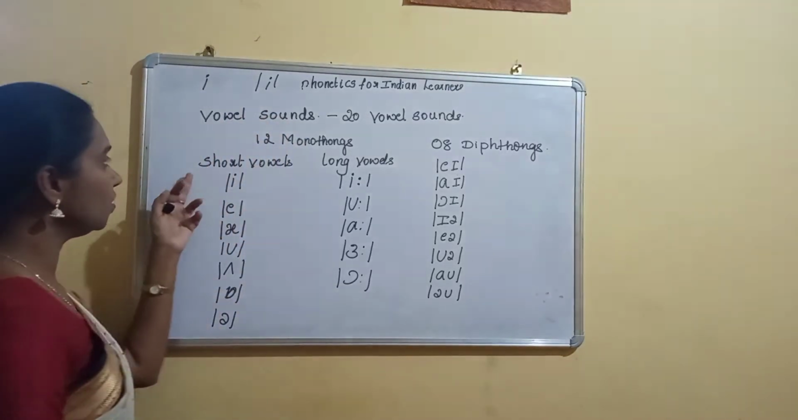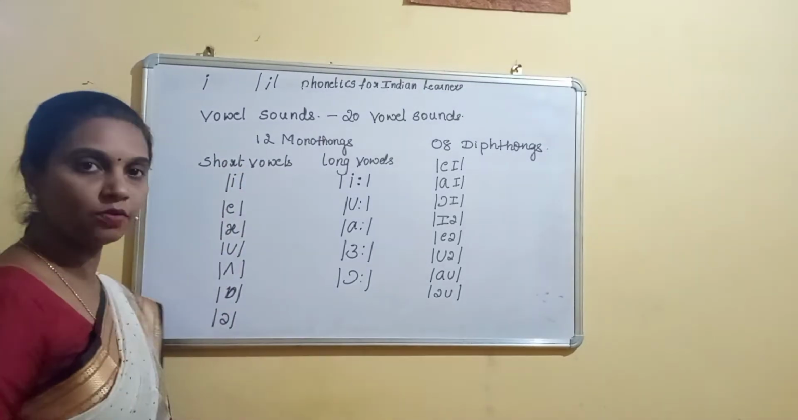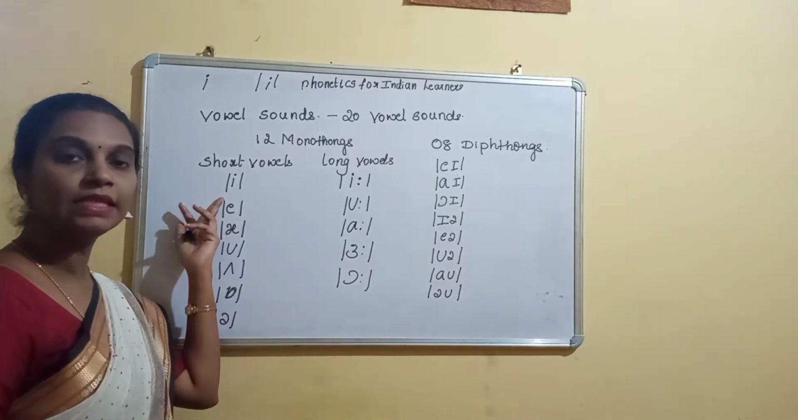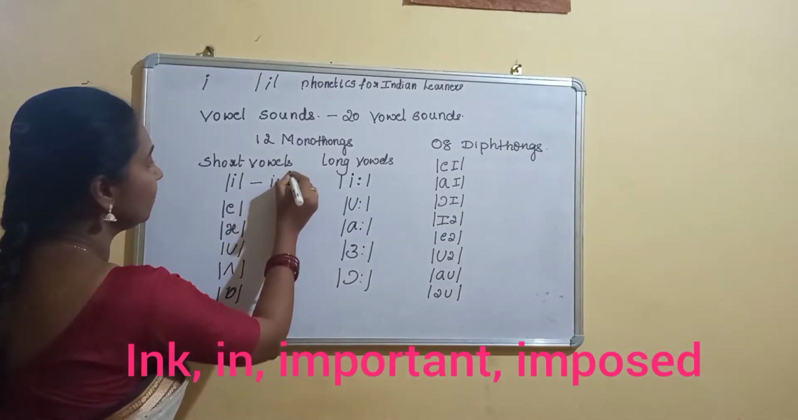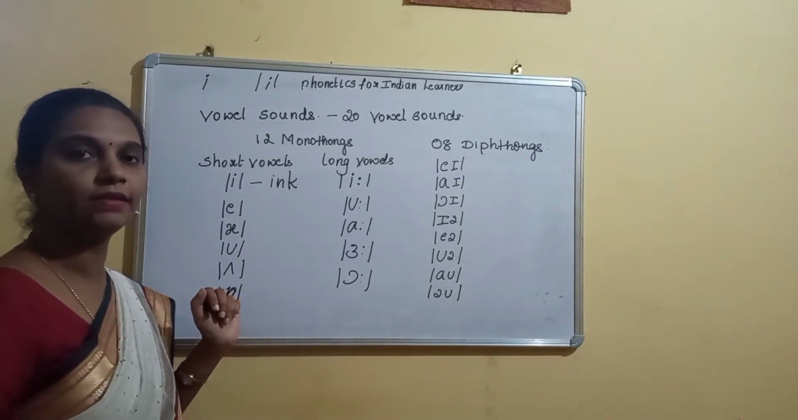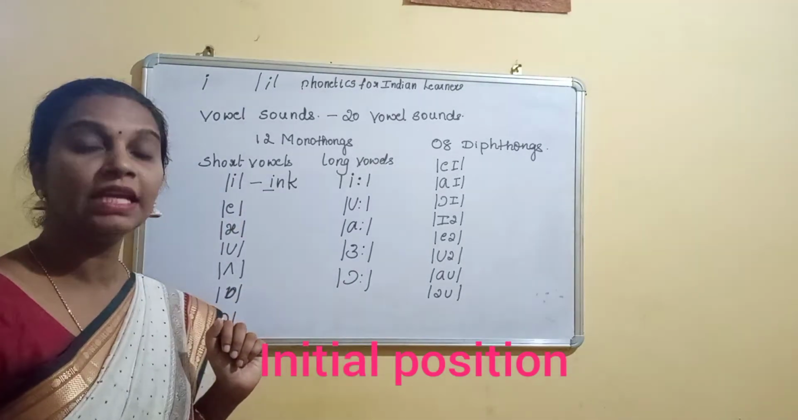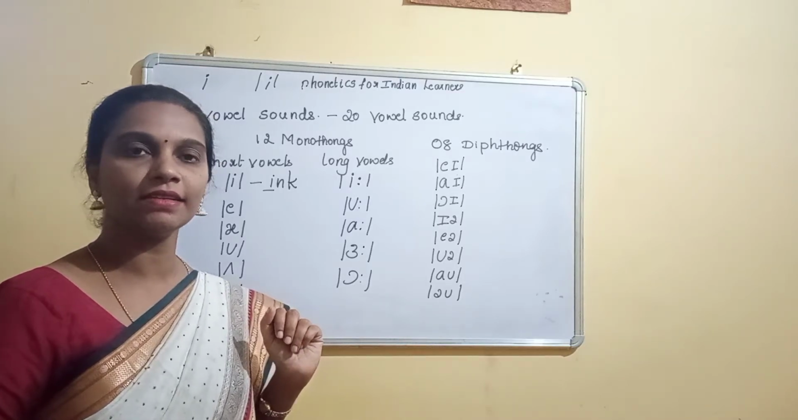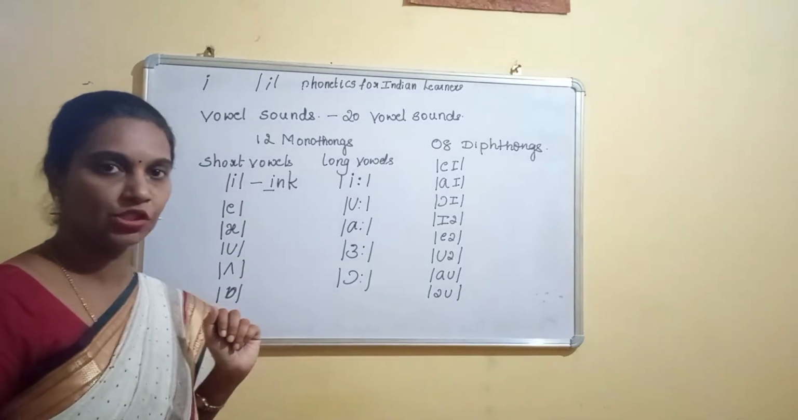So the short vowel sounds, I'll just read out these sounds once. This is the sound E. For example, the word ink. Where does this sound occur? It occurs in the initial position. Ink, E-n-k. So the sound E occurs in the initial position.